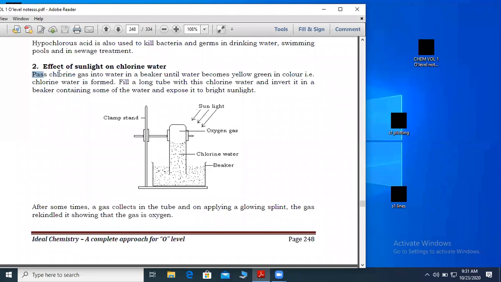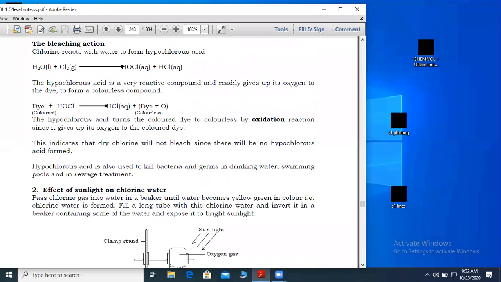We are saying pass chlorine gas into water in a beaker, and the water becomes yellowish green. The water becomes yellowish green, i.e. chlorine water is formed. Chlorine water, I keep telling you, is this one. This is the chlorine water. When we say chlorine water, it is hydrochloric acid plus hypochlorous acid.